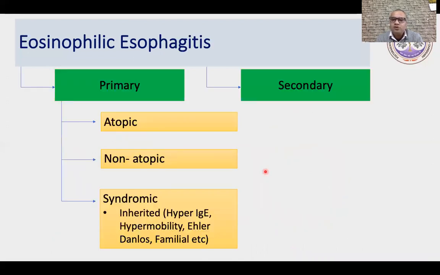Now, we'll briefly also talk about eosinophilic esophagitis, which we are much more likely to encounter in clinical practice. So, apart from the secondary causes of eosinophilia in the esophagus, which we have already talked about, the primary eosinophilia could be associated with atopy or may not be associated with atopy, but a small number could be having a syndromic diagnosis like Ehlers-Danlos or some familial form of eosinophilia.